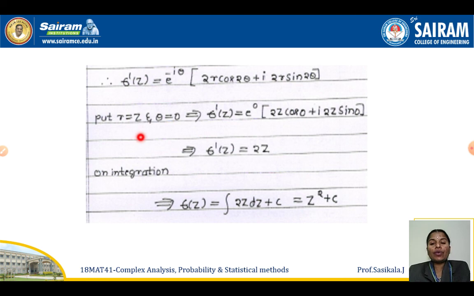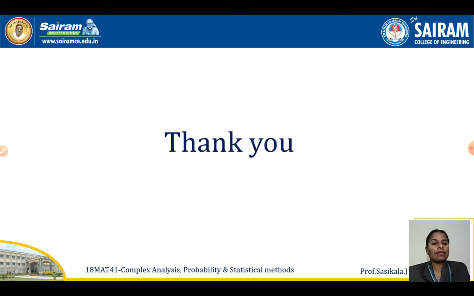Then put r is equal to z and theta is equal to 0 as per the third step. So f dash is equal to e power 0, 2z into cos 0 plus i 2z into sin 0. Right, cos 0 will be 1 and sin 0 will be 0. I'll get only 2z, isn't it? Now I can go with the last step, which is integrate. From f dash, I'll get f of z is equal to the integration of 2z dz plus c. 2z integrates to 2z squared by 2, 2 will get cancelled. I'll get z squared plus c. So this is how we find f of z, constructing f of z in polar form. That's all. Thank you.